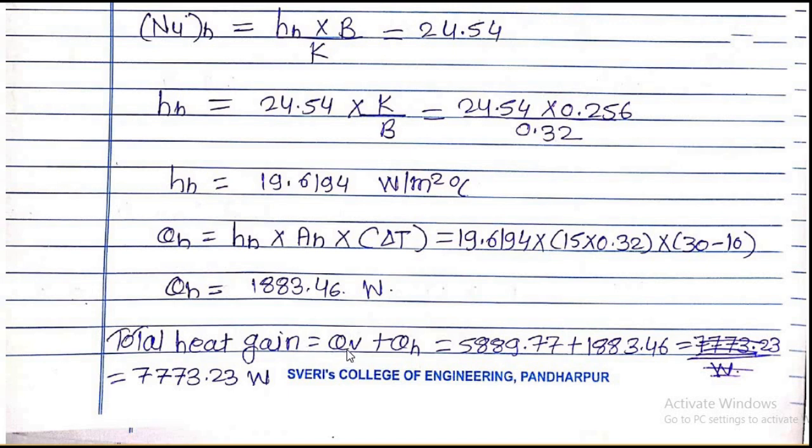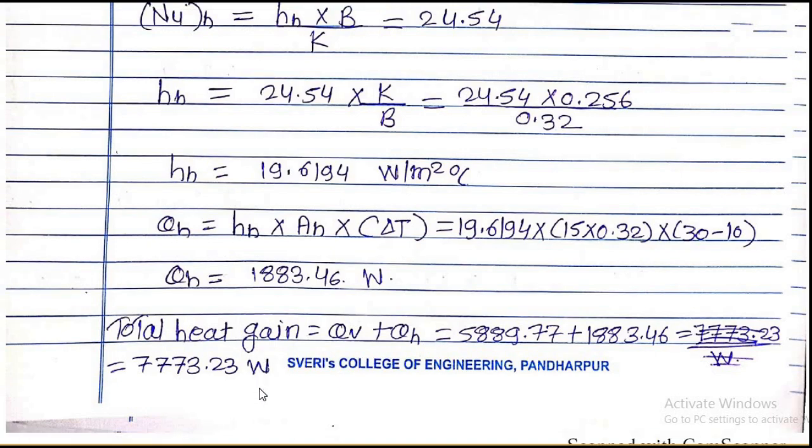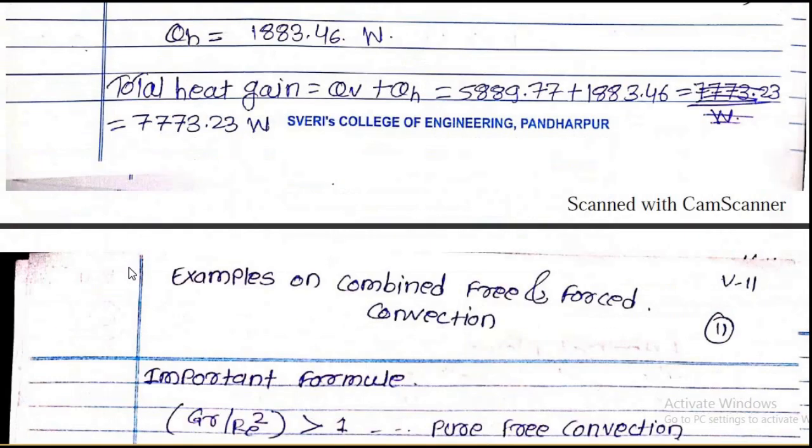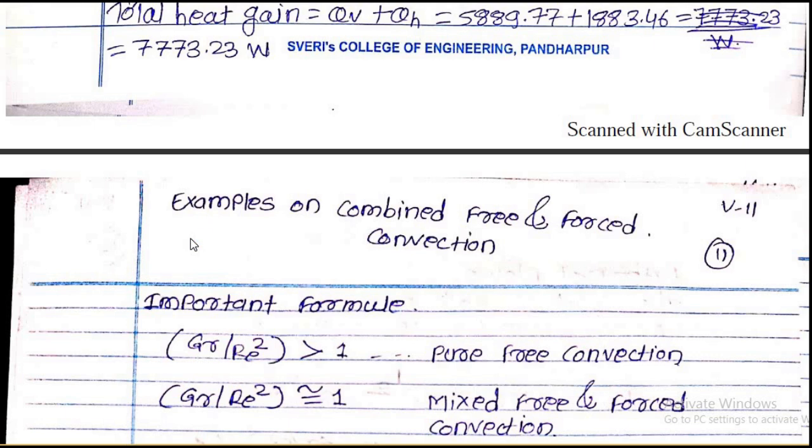So total heat gain by that particular duct, or the air in the duct, will be nothing but the heat gain by the vertical surface and the heat gain by the horizontal surface. So the heat gain by the vertical surface is 5889.77 plus the heat gain by the horizontal surface, 1883.46. So the total heat gain will be 7773.23 watt. That is the second problem related to natural convection.